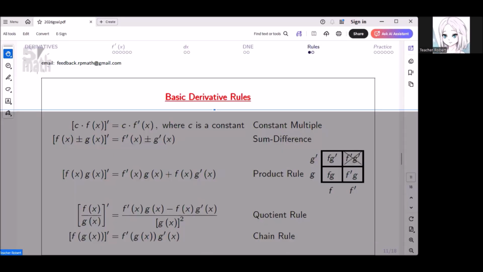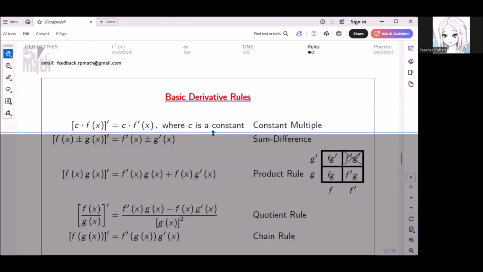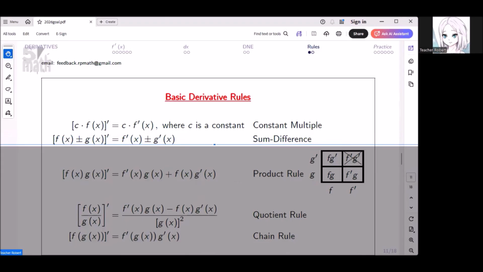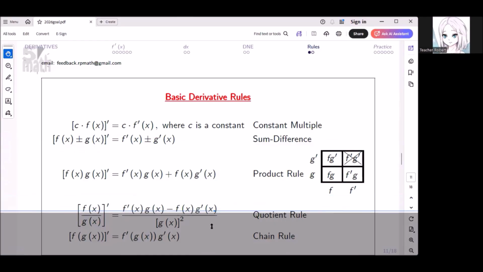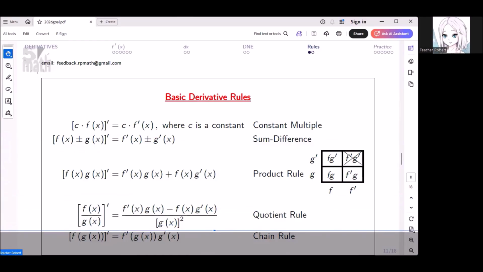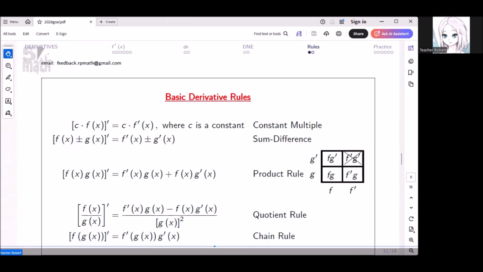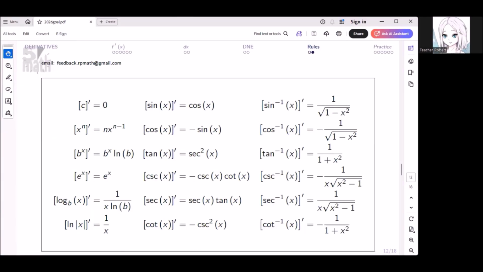Basic derivative rules. Constant multiple, sum and difference, product rule, quotient rule, chain rule. Derivative rules.